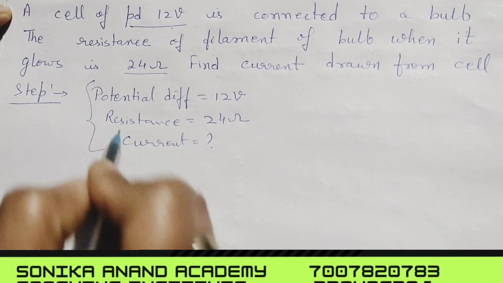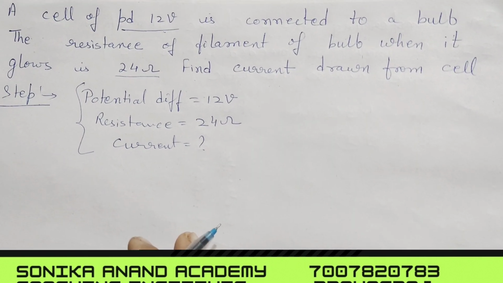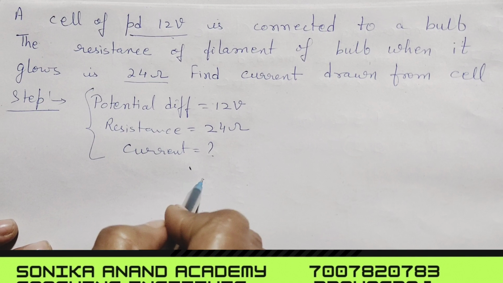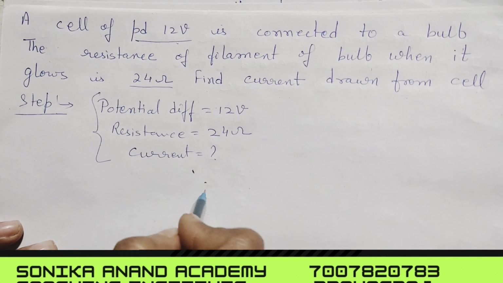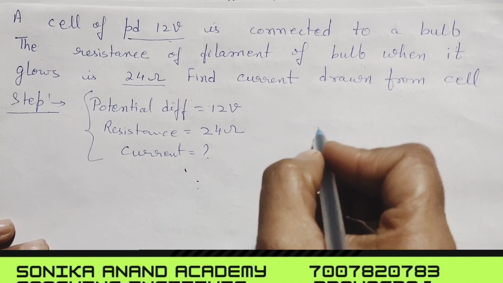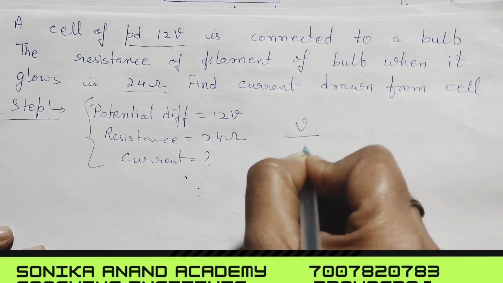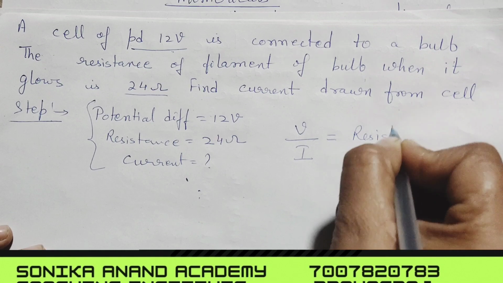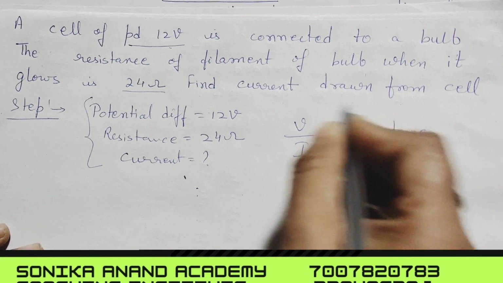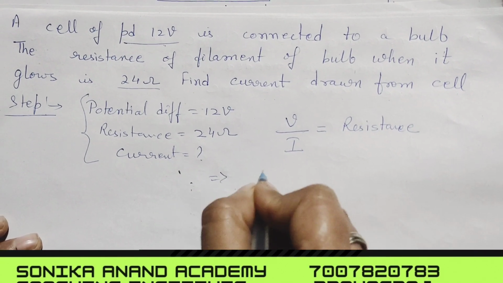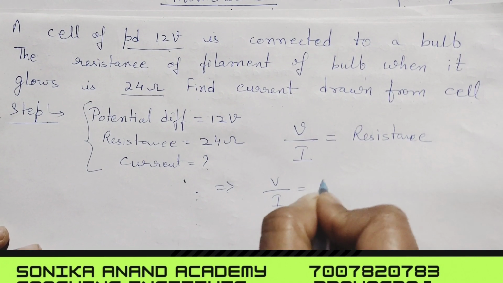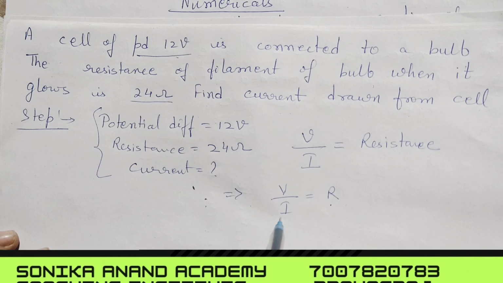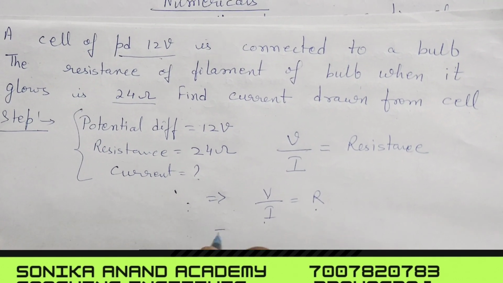From the analysis we can easily understand that this question is based on the relationship which was given by Mr. Ohm. And what is the relationship given by Mr. Ohm? That potential over current is always a constant quantity and he named that quantity as resistance. So this is the formula for Ohm's law. That means V upon I is equal to R, where R is the resistance, V is the potential difference and I is the current.